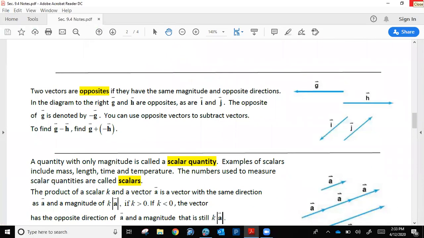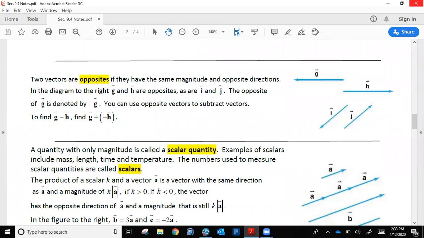Other definitions, opposites. Vectors are opposite of each other if they have the same magnitude but go the exact opposite way. So G and H, looking at these, same size vector, but the arrow's on the opposite end. I and J, again, the exact same size of vector, but the arrow's on the opposite edges of each other.